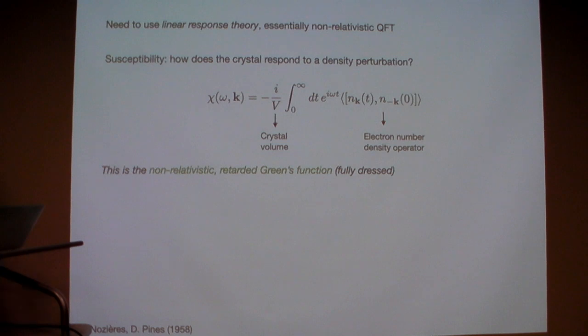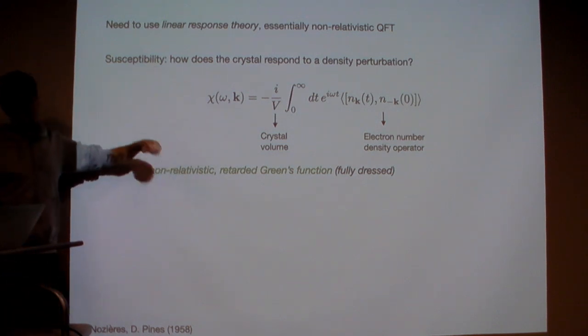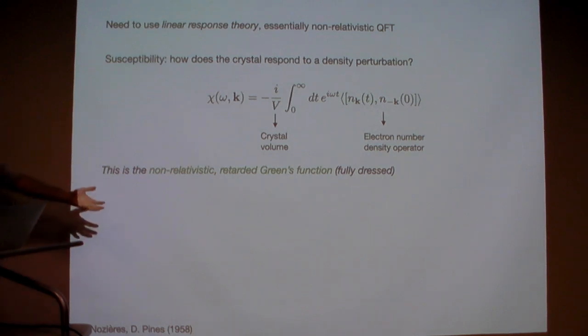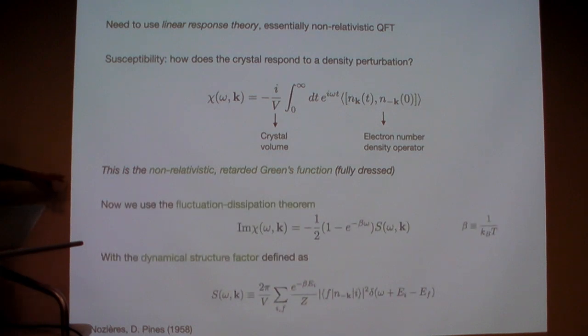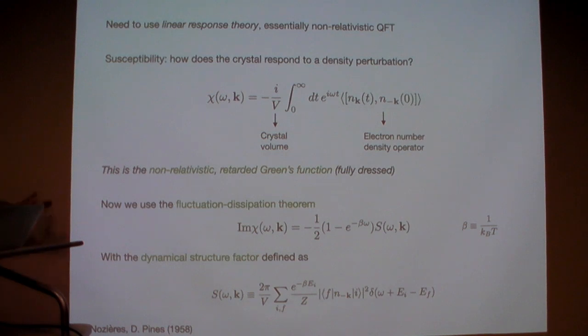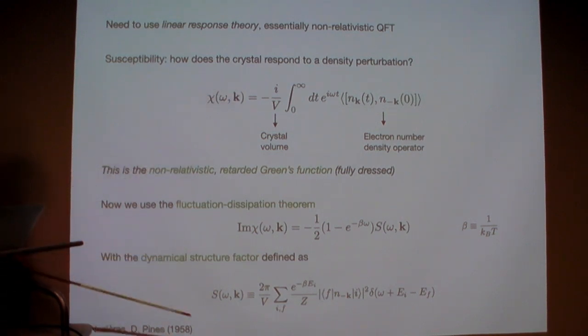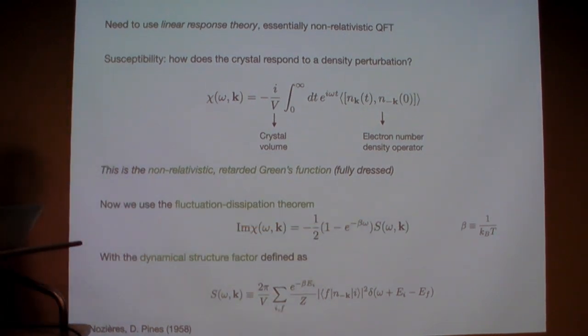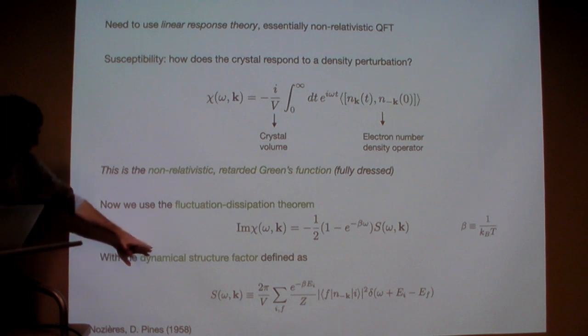Okay? If you know this thing, you're very powerful, because this tells you how the electrons are going to respond to external perturbations, to leading order in the number density. Specifically, there's the fluctuation dissipation theorem, the stat-mech equivalent of the optical theorem, where if you take the imaginary part of this thing, you get something proportional to this function S of omega k, which is called the dynamical structure factor.